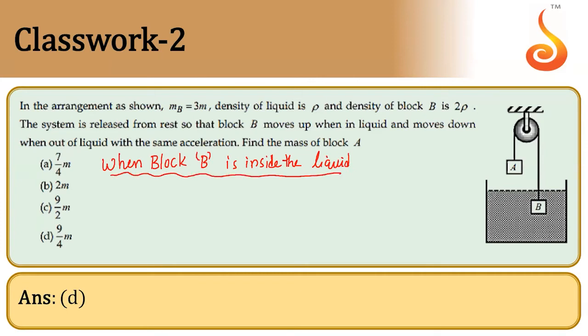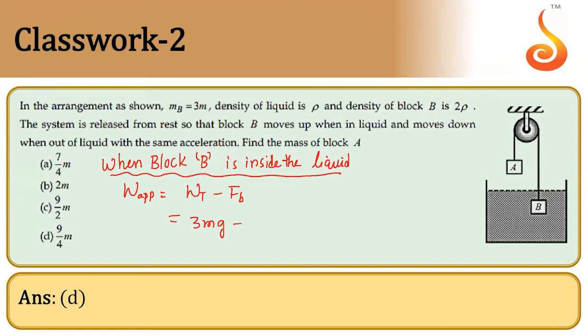You have to take the apparent weight of block B. Whenever a solid is inside the liquid, you have to take apparent weight. Now, what is the apparent weight of block B? You know the formula: true weight minus force of buoyancy. What is the true weight? 3 mg.